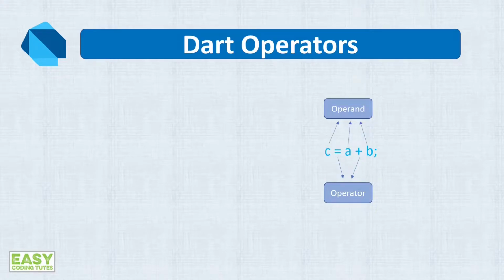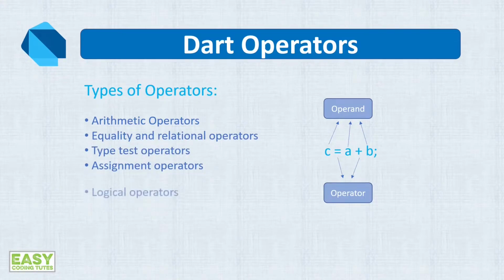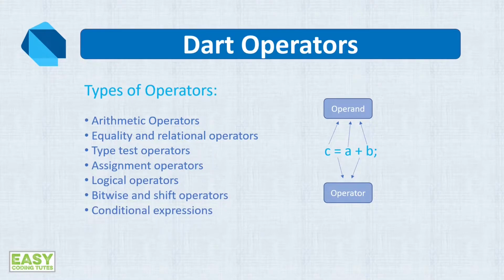So we will discuss all the types of Dart operators available. So let's have a look at those. We will have arithmetic operators, equality and relational operators, type test operators, assignment operators, logical operators, bitwise and shift operators, and conditional expressions. So we will learn all these operators one by one. So let's start.